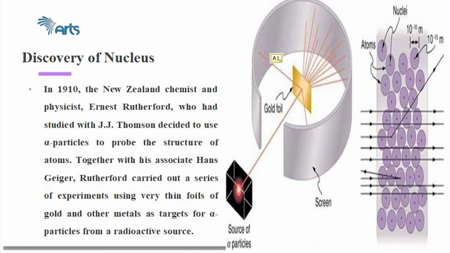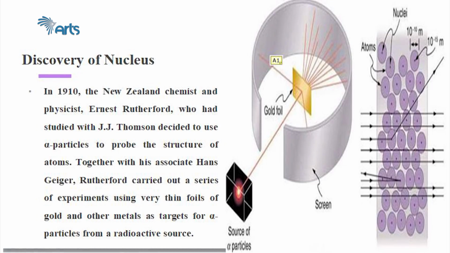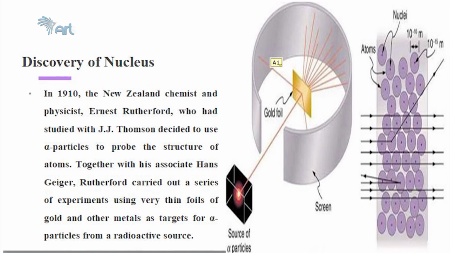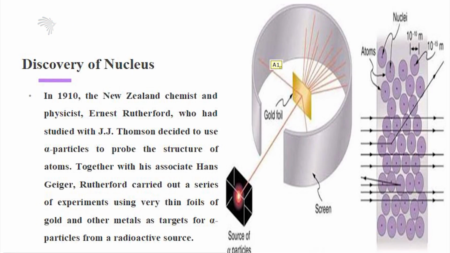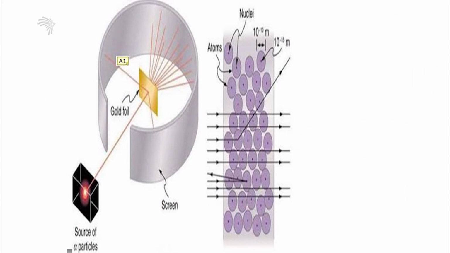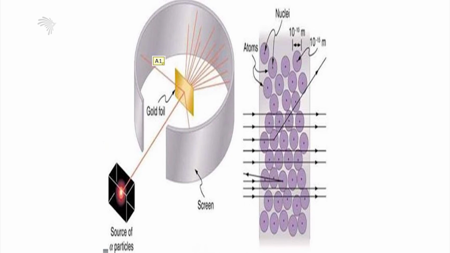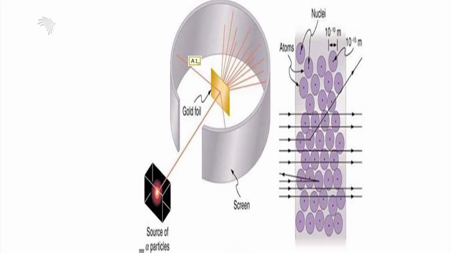Now, the radioactive elements such as radium, uranium, and polonium undergo chains, causing them to emit alpha particles, or simply helium nuclei. The English physicist Ernest Rutherford in 1911 utilized these alpha particles to determine the structure of atoms. Rutherford decided to use alpha particles to probe the structure of atoms.